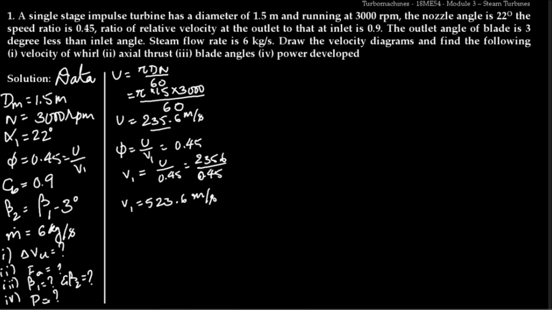Now we know v1, we know alpha 1, and we know u. So I know 3 parameters in the velocity triangle. Now we should construct a velocity triangle, and then we need to calculate the required parameters.